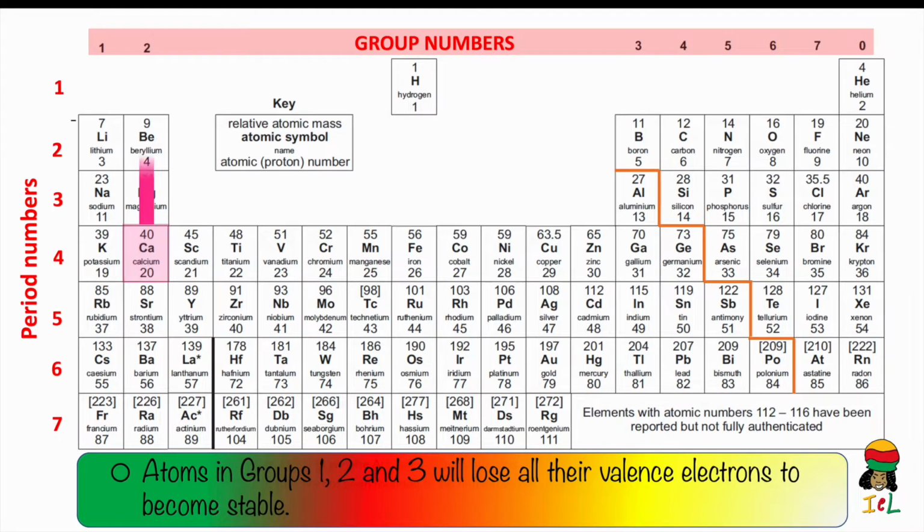So for example, calcium is in group 2. Calcium has 2 electrons on the last shell. It will lose those 2 valence electrons to become stable. Therefore, the stability number of calcium is 2.